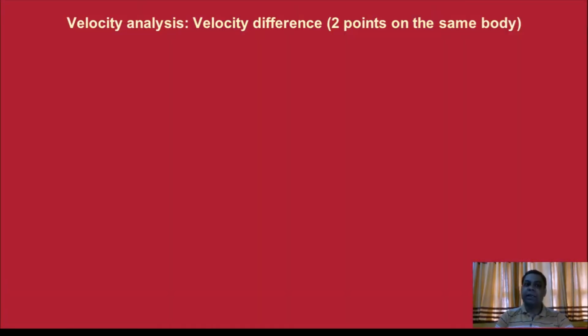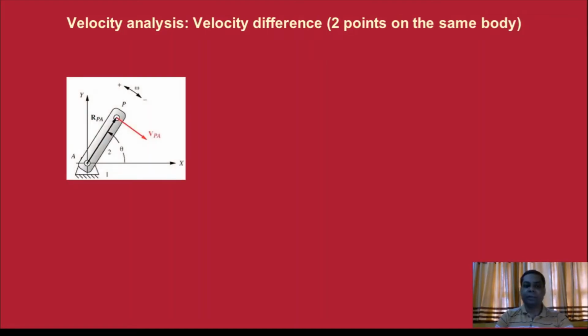Next, for velocity analysis, we are going to discuss the velocity difference between two points on the same body. Over here, have a look at this particular link AP. Have you noticed? This AP is making an angle of theta with respect to the x-axis, or the horizontal axis. Now, it is rotating in the clockwise direction with angular velocity omega. So omega has a positive value when it is turning in the anticlockwise direction and a negative value when it is turning in the clockwise direction.